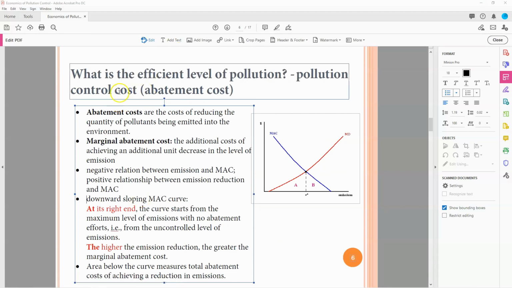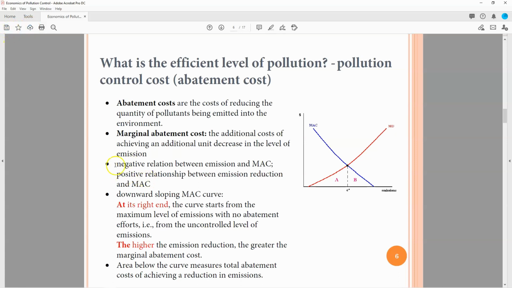And when we move to the abatement costs part, abatement costs are the costs of reducing the quantity of pollutants being emitted into the environment. It is very easy to understand, and the marginal abatement cost is defined as the additional cost of achieving an additional unit of decrease in emission. So that means the relationship between the quantity of emissions and the marginal abatement cost is negative.